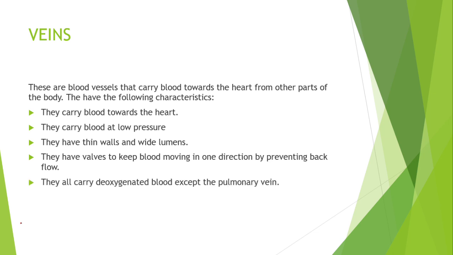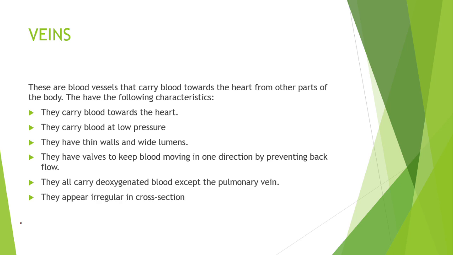They all carry deoxygenated blood except the pulmonary vein. So all veins carry deoxygenated blood except the pulmonary vein. The pulmonary vein is a blood vessel which transports oxygenated blood from the lungs, taking it to the heart. All veins, like the vena cava, transport deoxygenated blood from all parts of the body to the heart, except the pulmonary vein, which transports oxygenated blood from the lungs to the heart.